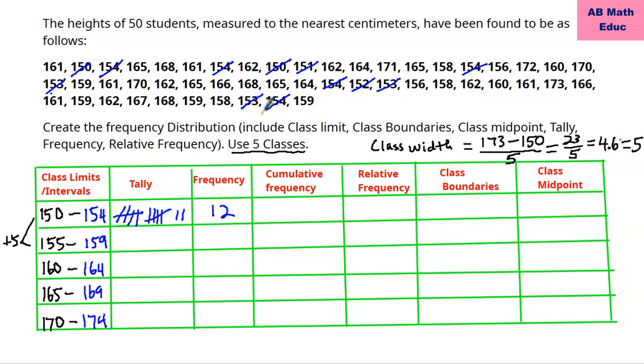Then you move on to numbers between 155 and 159. This time around we are going to use a circle. So 155 to 159, here, circle each one. Then you count them: 1, 2, 3, 4, 5, 6, 7, 8, 9. You got 9. Okay, and then 160 to 164.